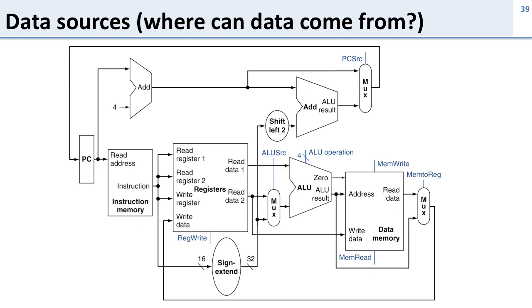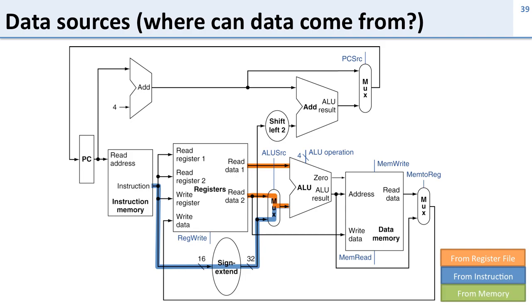Now let's take a look at this in some more detail. So what are the data sources in this processor design? That is, where can data come from? Well, the obvious one is the register file. So we've seen how we have these two output ports on the register file, and the data can come out of those and go into the ALU. Well, we can also get data from the instruction. Remember the immediate field. And to do that, we need to sign extend it. So we can take data from the register file or from the instruction. Where else can data come from? Well, we've got this data memory, so we can also get data from memory. And to do that, we need to output it from the memory and write it into the register file. So we have three places where we can get data from.